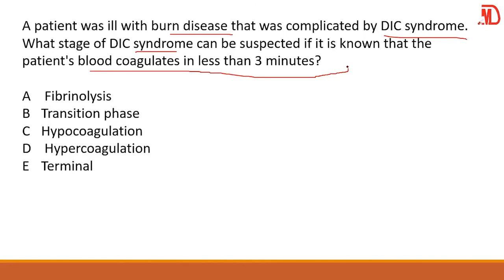Now, if you look at this question, they said coagulation is taking place in less than 3 minutes. That means there's too much coagulation. Like I said, we have hypo, and we have transition. So here we are talking about hypercoagulation, because coagulation is taking place in less than 3 minutes. All right.